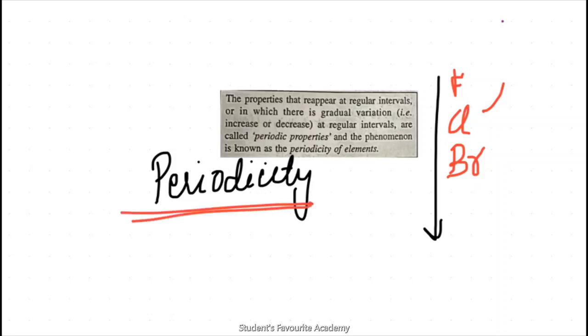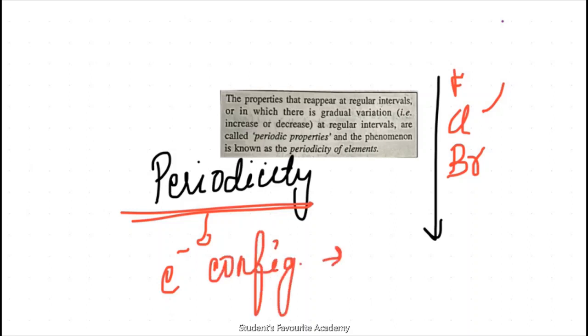And what is the cause of periodicity? The cause of periodicity, children, is electronic configuration, which in turn depends on the number of electrons in the valence shell.